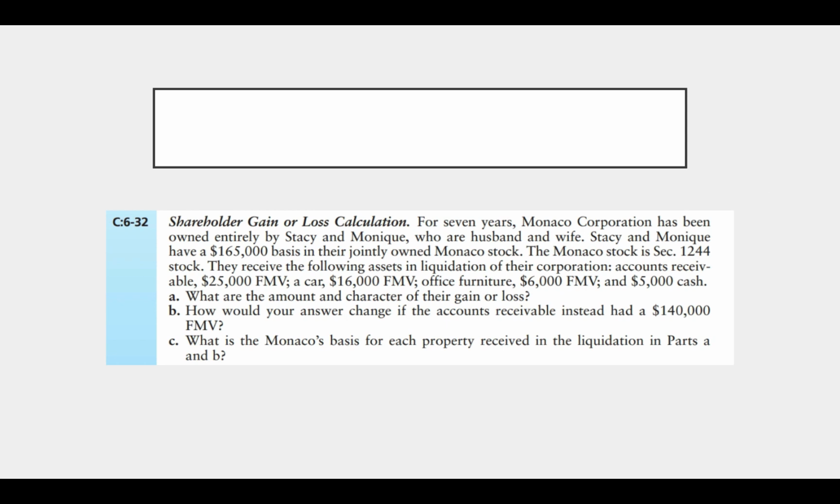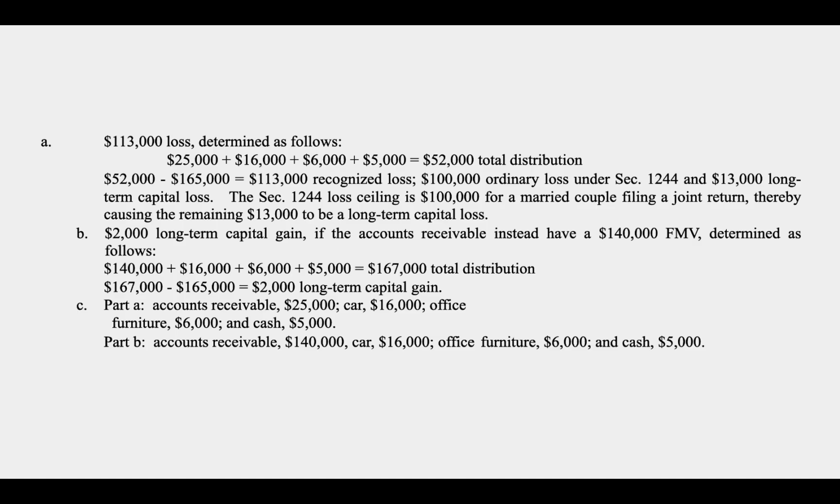Part C, what is the Monaco's basis for each property received in the liquidation in Parts A and Part B? Okay, so it doesn't say it in here, but I'm assuming that Stacy and Monique's last name is Monaco. What they want to know is the basis that Stacy and Monique take in these assets that they received. So what basis do they take in the car, the accounts receivable, and the office furniture? And of course, the answer is they take a fair market value adjusted basis. None of these were subject to liabilities, so we just take a fair market value adjusted basis.